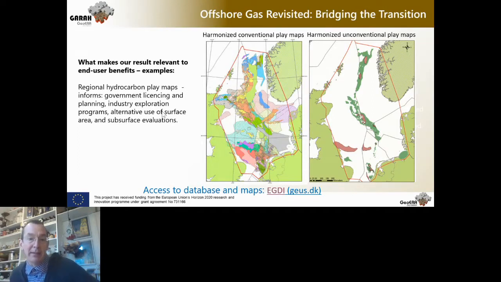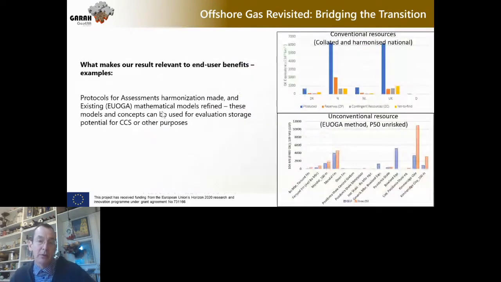We also made an assessment of the conventional resources and also the unconventional resources present in the North Sea. In the diagram to the top is shown a collated and harmonized assessment of the conventional resources based on national assessments. These were harmonized and collated together, and we present what is produced historically, but also what is present currently as reserves and contingent resources and yet to find. This informs about energy security and about future use of the North Sea.